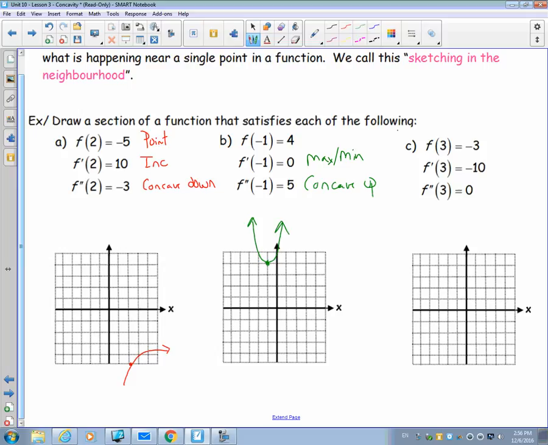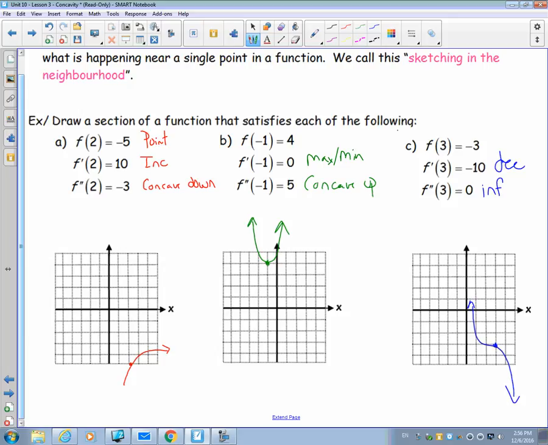So we've got 3, -3. That's that point. We know it's a decreasing function because my derivative is negative. And we know our second derivative is 0, which means it's an inflection point. So if it's decreasing and it's an inflection point, it's got to go flat for a second and continue on. And there's just 3 graphs. We call this sketching the neighborhood, just identifying some small properties.